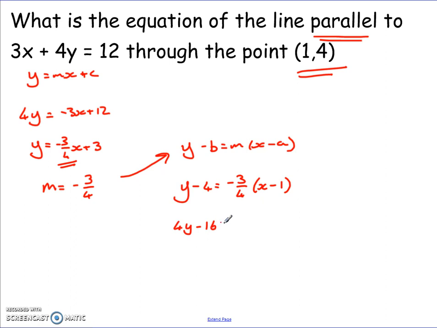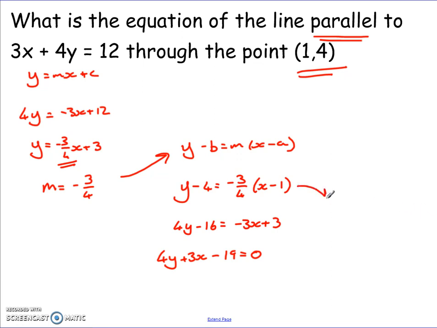4y minus 16 equals negative 3x plus 3, and then put everything to one side. So I get 4y plus 3x. I've then got negative 16, take away 3, minus 19 equals 0.